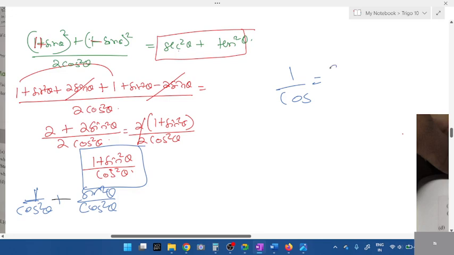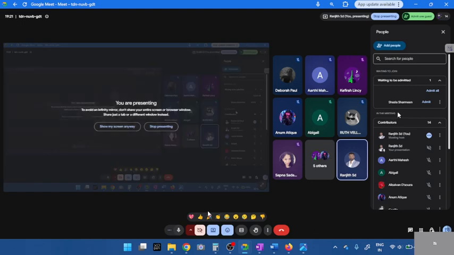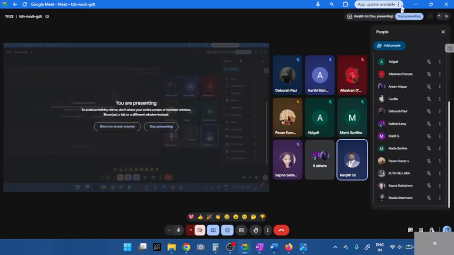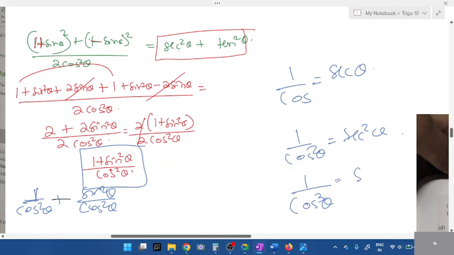Sec theta, right? So 1 by cos square is also same, student, sec square theta. If I write 1 by cos cube theta, that is also same. 1 by cos cube is also nothing but sec cube. If I write 1 by cos to the power 5 theta, what's the answer? Sec to the power 5 theta. Power doesn't matter.